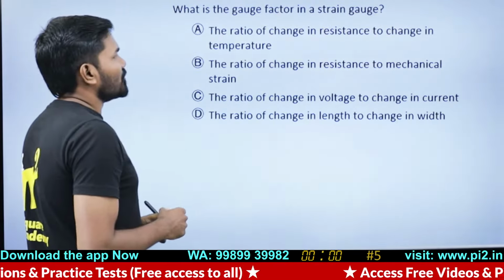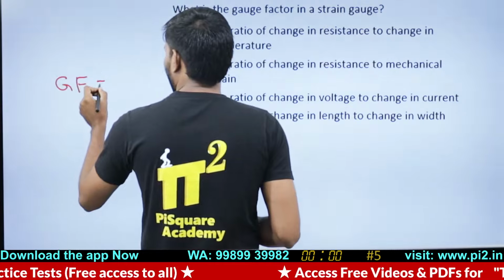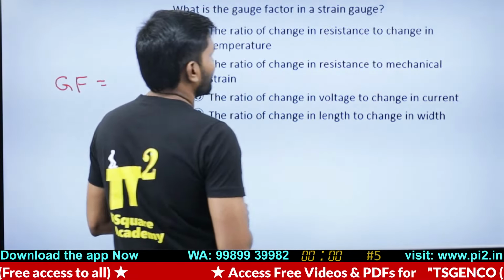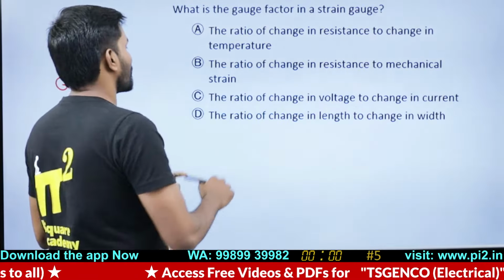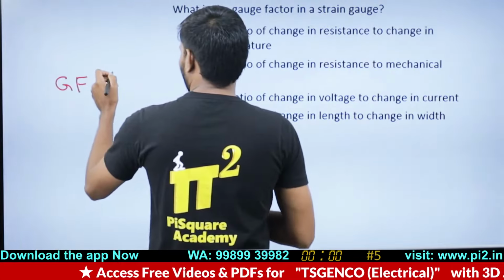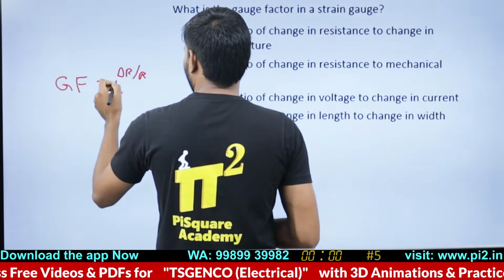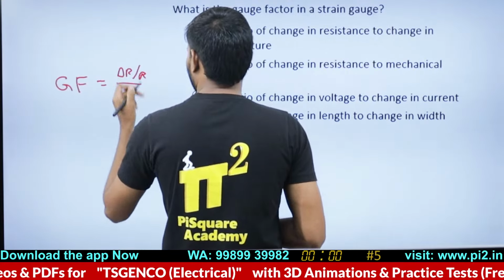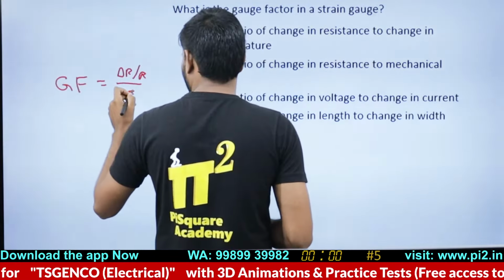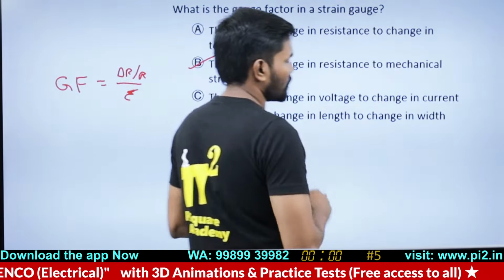So it's the ratio of change in resistance. Basically, it is the ratio of change in resistance to mechanical strain. Yes, this is right. So delta R by R by epsilon, where epsilon is the mechanical strain.